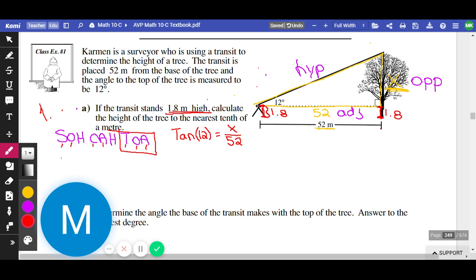To finish this off, you need to get x by itself. To get x by itself, you need to move this 52. You move that 52 by multiplying it to the other side. This part goes in your calculator. When you put that in your calculator, you will figure out the height of the tree. And we're going to round to the nearest tenth of a meter. That means the first decimal place. So 52 times tan 12 is 11.1.